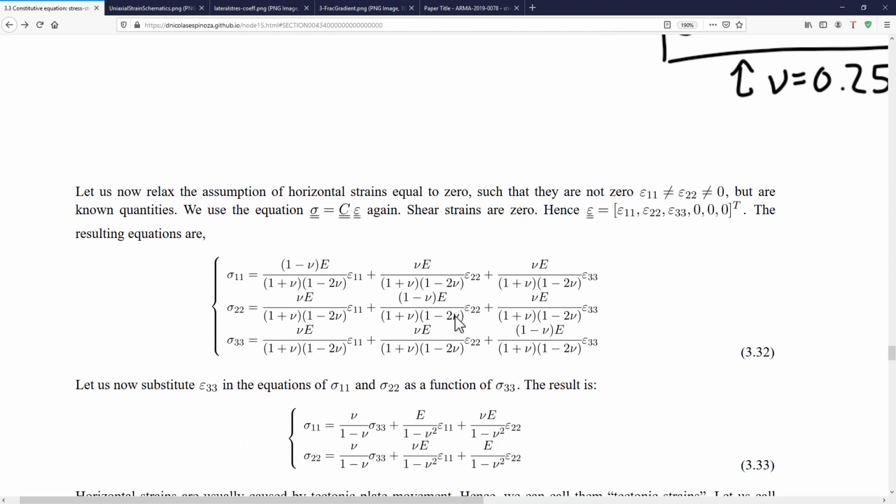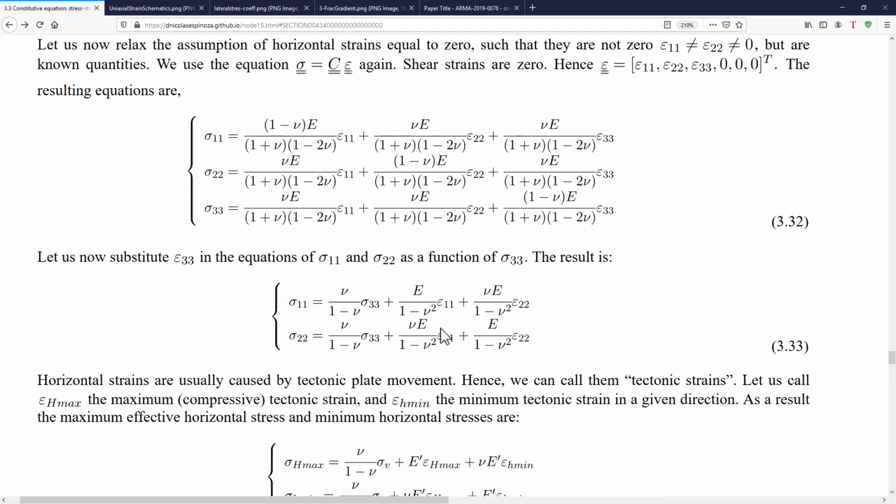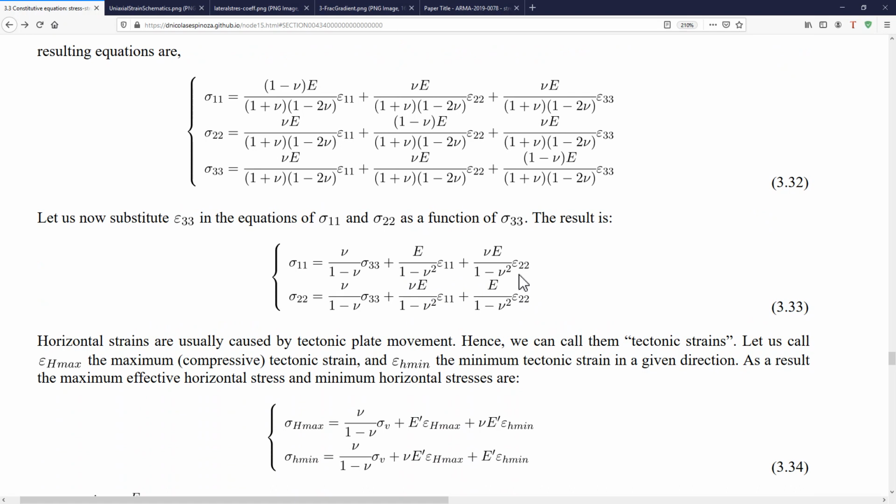All right, in that case, I'm going to have to come back to my stiffness matrix and now assume that epsilon 11, epsilon 22 are not zero anymore. So now these three linear strains are not zero. And I can write equations of sigma 11, sigma 22, sigma 33, and do a little bit of math so that I can organize my equations as a function of sigma 33 and epsilon 11, and this is going to be the result.